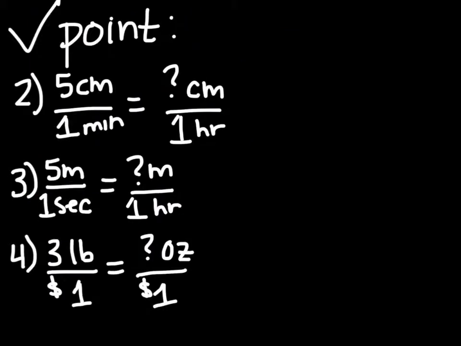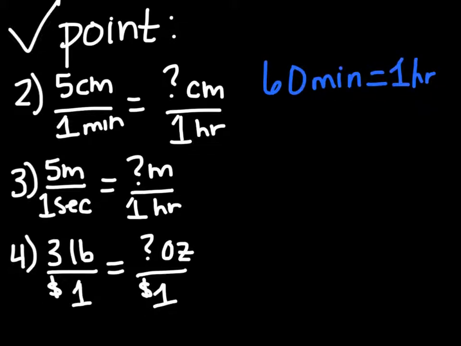Okay, try these 3 problems on your own. What is the equivalent ratio for 5 centimeters in 1 minute? How many centimeters would that be in an hour? Remember, there are 60 minutes in 1 hour, so you'll use that to set up your conversion factor.